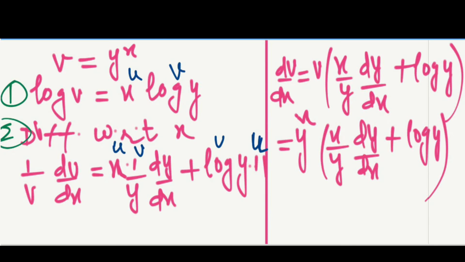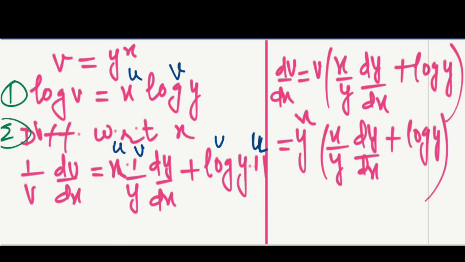So finally we get dv upon dx equal to v multiplied by x upon y dy upon dx plus log y. Again put back the value of v, which was y raised to power x, multiplied by x upon y into dy upon dx plus log y.